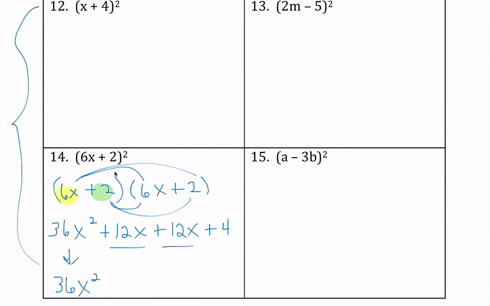12x plus 12x, guys, those are not opposites. 12 plus 12 is a positive 24. And those are my x's. My plus 4 will drop.